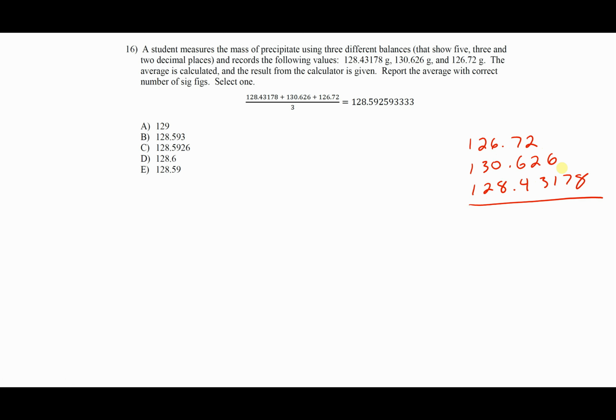28.43178. When you add them all together, you can't do better than that 2nd decimal place, right? And then when you divide that number by 3, which is an integer, so it's infinite sig figs, the 2nd decimal place is the best you can do because this balance sets it. Or you can just say, hey, this balance sets it for everyone. Remember, these are all in grams, and my answer is in grams. I'm not going grams to moles or grams to molarity or anything. Okay, so the answer is E.